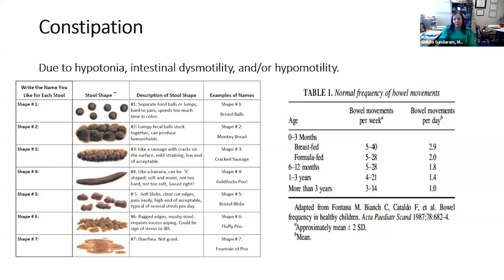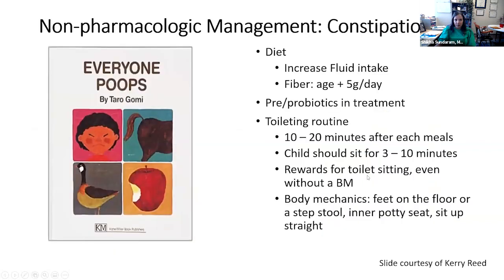But that's a pretty broad range. If you look at the range of bowel movements per week, it can go from 5 to 40. So everybody doesn't poop every day. From there, it goes down to about 2 poops per day at 6 to 12 months, 1 to 1.5 at 1 to 3 years. After that, a typical bowel movement is about 1 per day, but everybody doesn't go every day. So how often you go together with what your poops look like are really important.